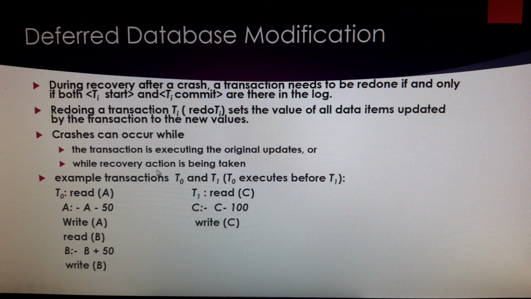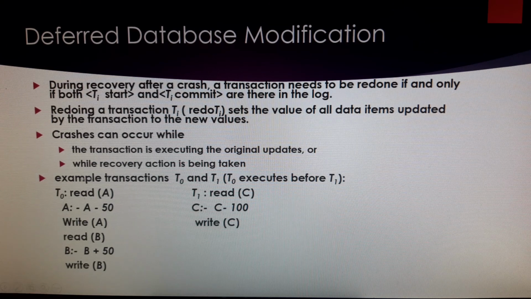So we can execute two functions: undo and redo. The simple best example is, if it is before commit, you execute undo, which means restoring the old value. If it is after the commit, you restore the new value; you execute the redo of the transaction.